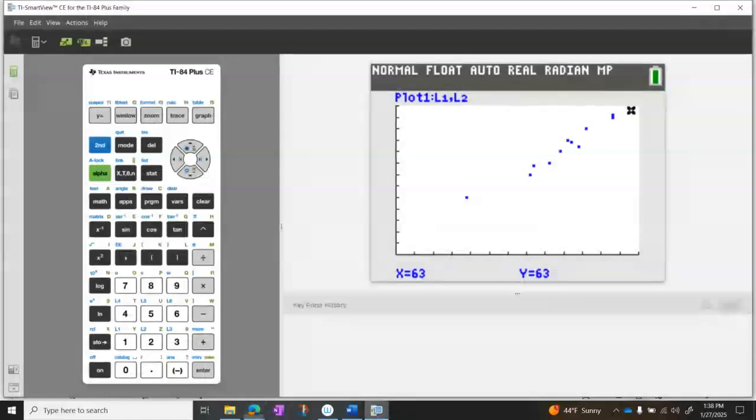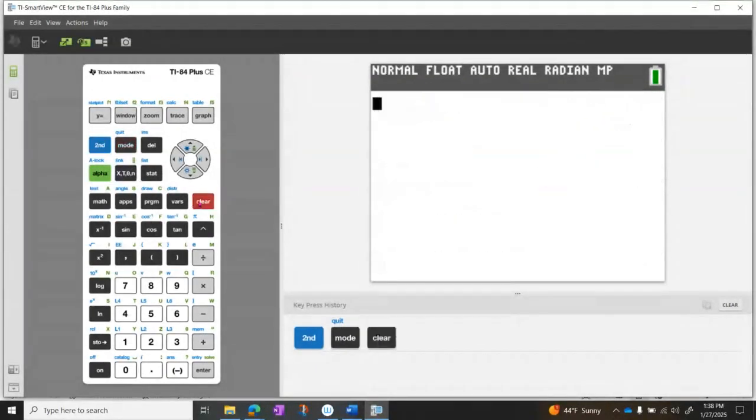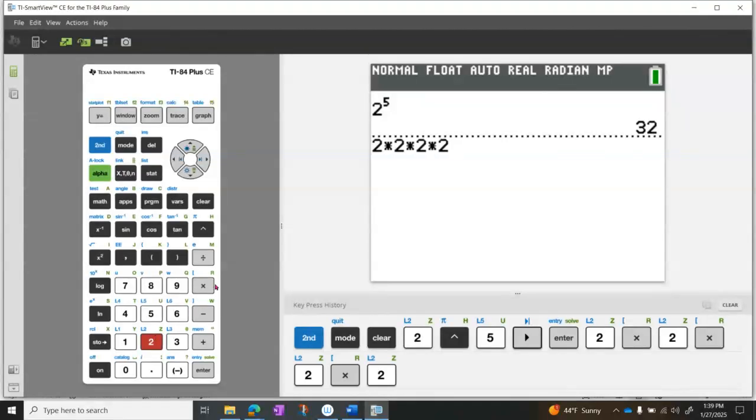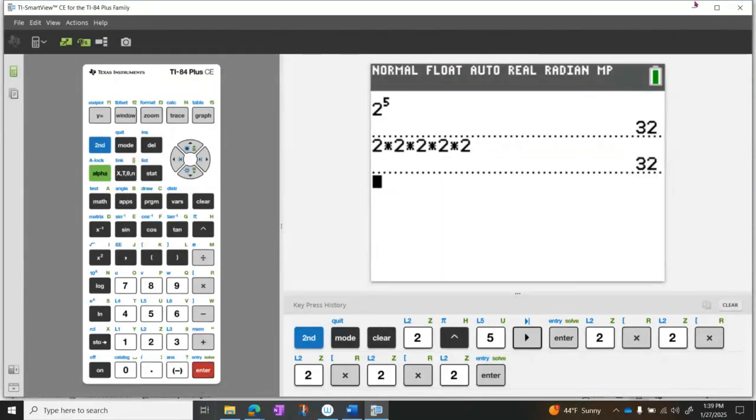All right. Yeah, we can do 2 to the power of 5. The TI-84 calculator, this is just a piece of cake for this type of calculator, 32. Or you can just do 2 times 2 times 2 times 2 times 2. Make sure you have 5 2's here. Fundamental counting principle, and you have 32.